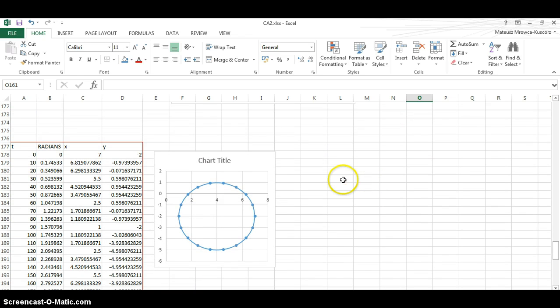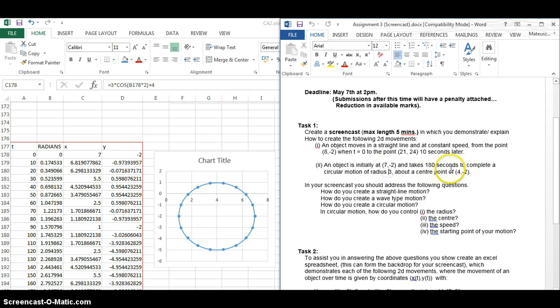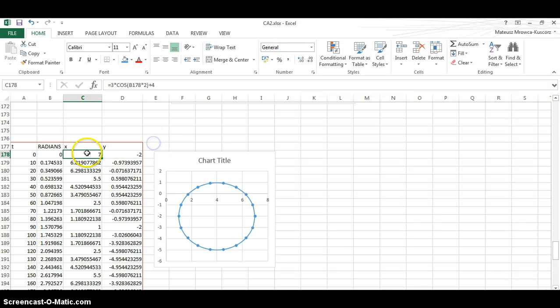In the circular motion, you have to use cosine and sine. First, to get the radius of 3, the center point to be 4, minus 2 and the initial position to be 7, minus 2. Also, it needs to take 180 seconds. So the radius is controlled by adding it before your cosine in both X and Y.